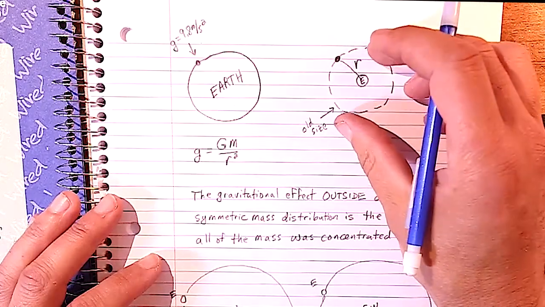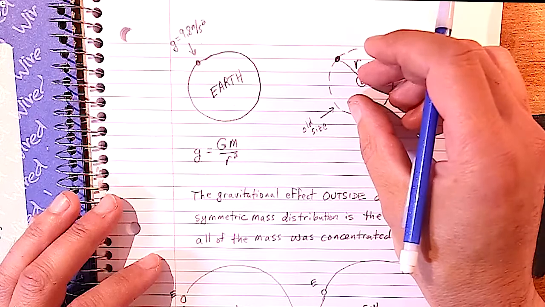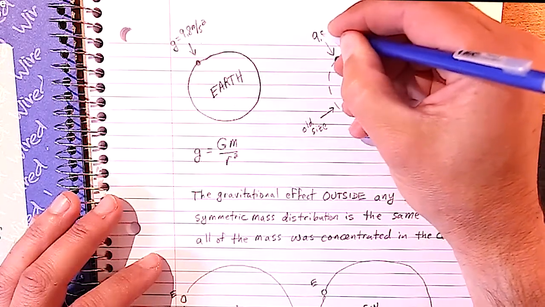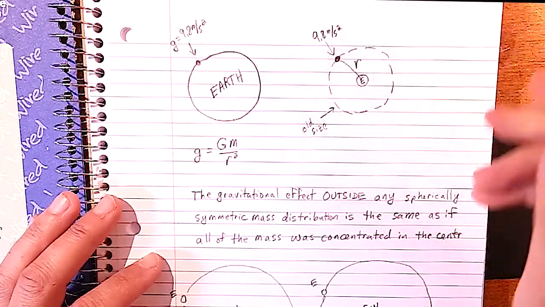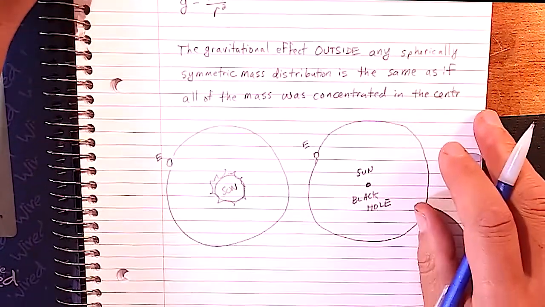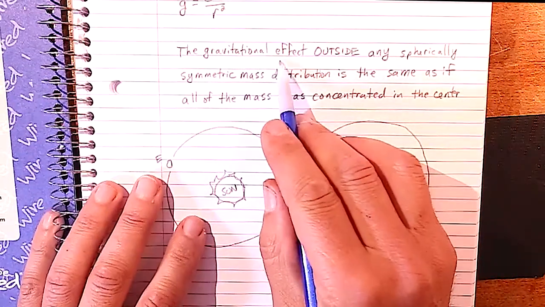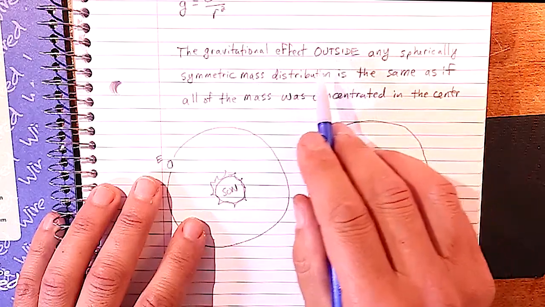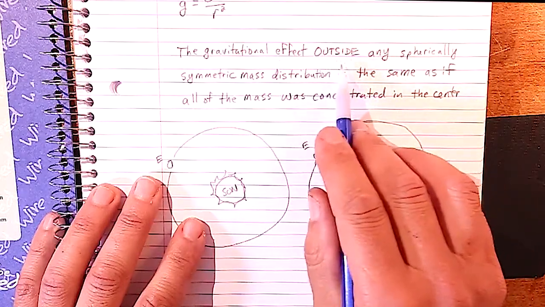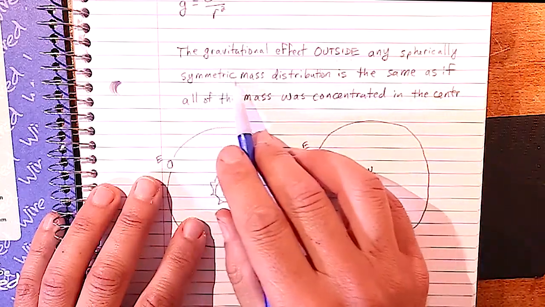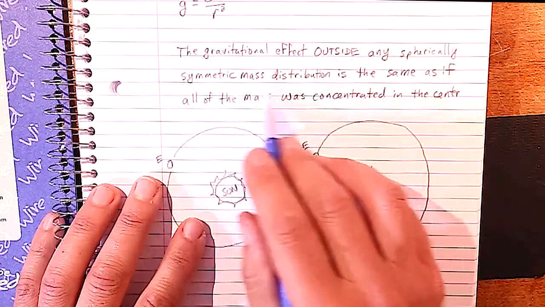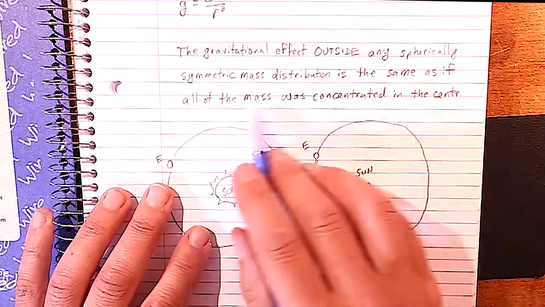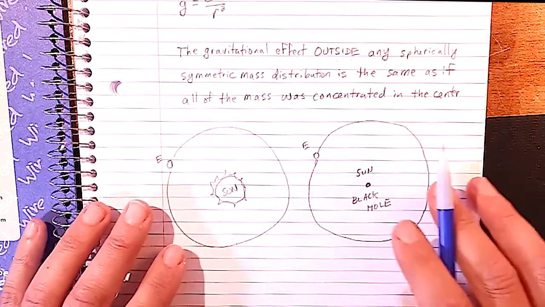So as the Earth starts to shrink and reaches a much smaller size, the acceleration due to gravity at this point is still 9.8 meters per second squared. So we can say that the gravitational effect outside any spherically symmetric mass, outside meaning if we go inside the planet, then things change. Outside any spherically symmetric mass distribution, meaning the mass is evenly distributed through the planet, it's the same as if all of the mass was concentrated in the center.